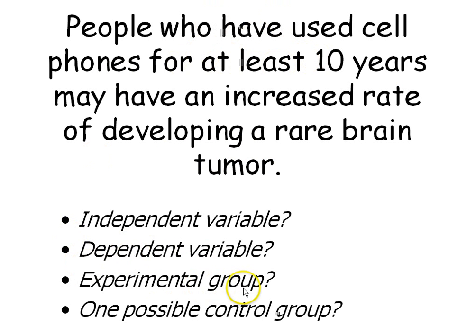An experimental group would be the people that are getting the cell phones, so we're kind of wondering what's going to happen as a result of using those cell phones. And a comparison group or a control group might be people that never use cell phones, people like the Amish.